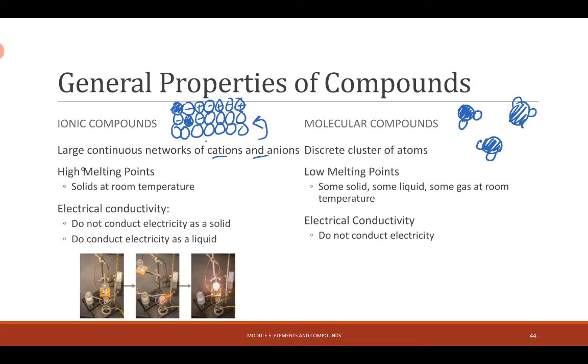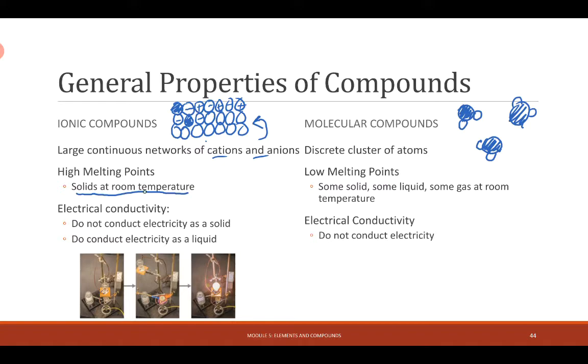Ionic compounds typically have high melting points. Really high melting points. That means we have to heat them up in order to melt them. As a result, they are typically solids at room temperature. Molecular compounds typically have low melting points. Even though some are solid at room temperature, many have low melting points. That means if we had an ionic compound and a molecular compound side by side and we started off with both of them being solid, the molecular compound would most likely melt first.